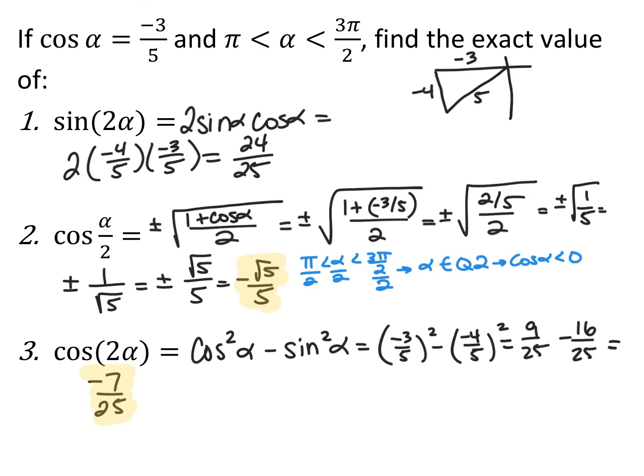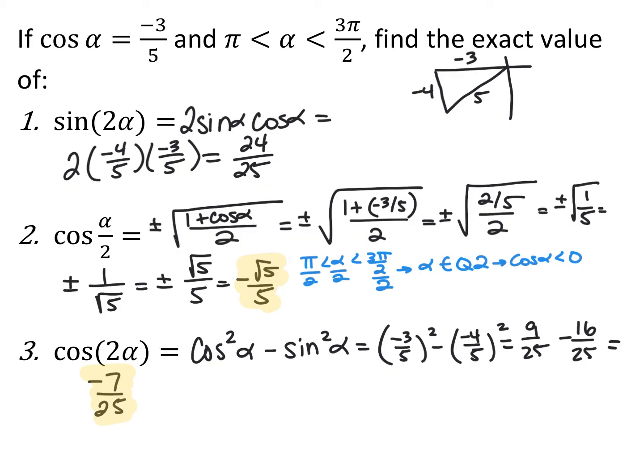So what I did is I started by drawing my triangle in the 3rd quadrant because it indicated that alpha was between pi and 3 pi over 2. Cosine is x over r, so negative 3 is my x, 5 is my r, which means 3, 4, 5 right triangle, and negative 4 is my y. So then sine of 2 alpha is 2 sine alpha cosine alpha. I don't know what alpha is, but I know that the sine of alpha is negative 4 over 5, and I know the cosine of alpha is negative 3 over 5.